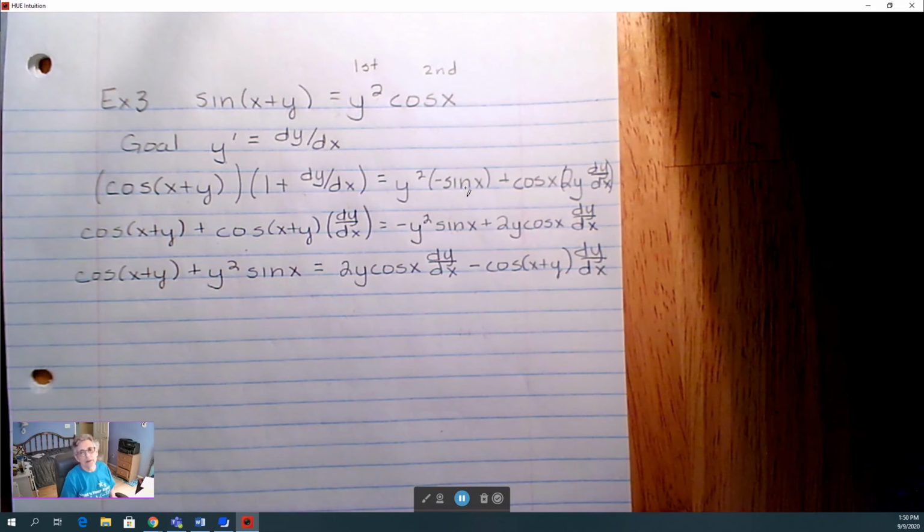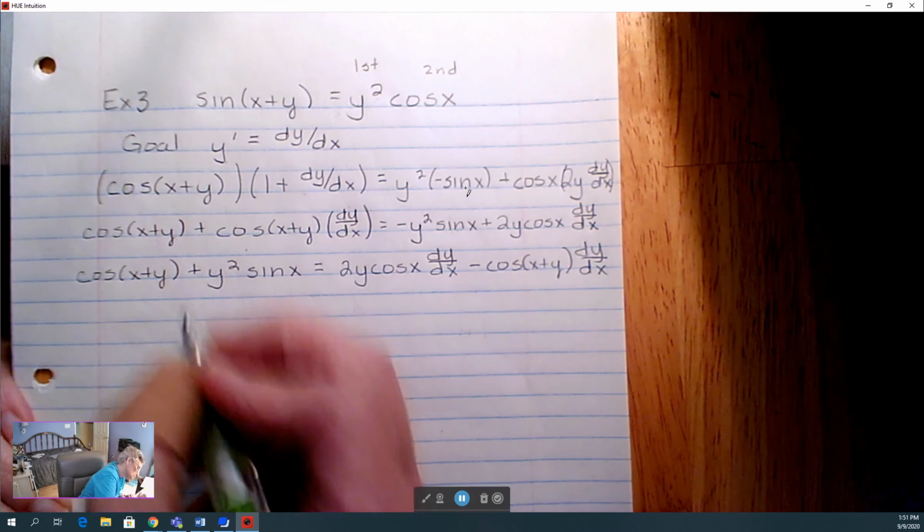And I'm subtracting the cosine of x plus y dy dx from each side. Now, would it matter if you had subtracted cosine of x plus y from each side and then subtracted 2y cosine x dy dx from each side? No. You would have gotten the exact same answer. It would have looked a little different because it would have had minus signs in different places, but when you reduce it, it ends up to be the same thing.